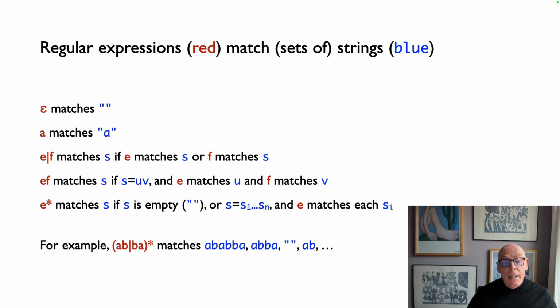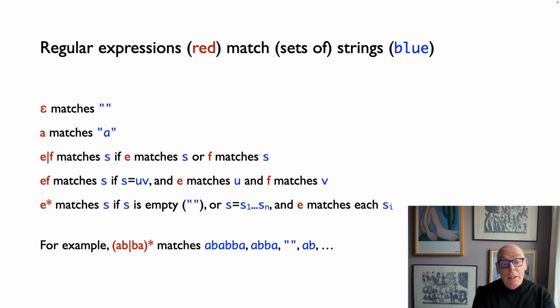Now, conversely, if you have the regular expression E followed by the regular expression F, a string matches that if you can split the string in half, so you can make up the string by concatenating U and V, and E matches U and F matches V. So E matches the first half and F matches the second. So that is the second way we can form a regular expression.